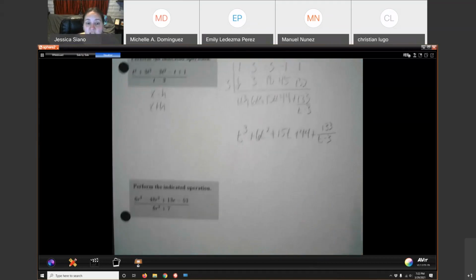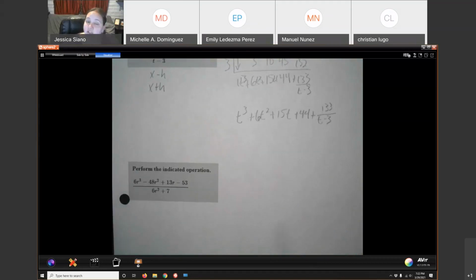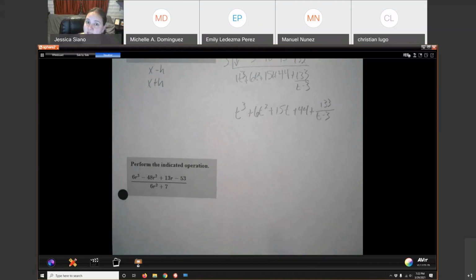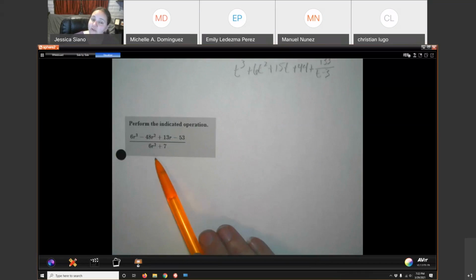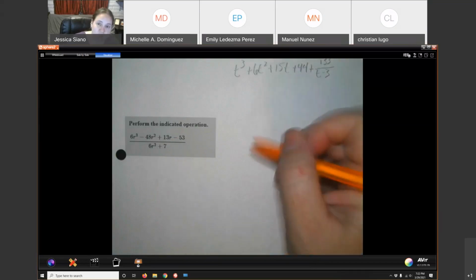Okay, so we cannot always do synthetic division. This denominator here is not in the form of x minus h or x plus h, so I can't do synthetic division for the next one. When you can't do synthetic division, you have to do long division.